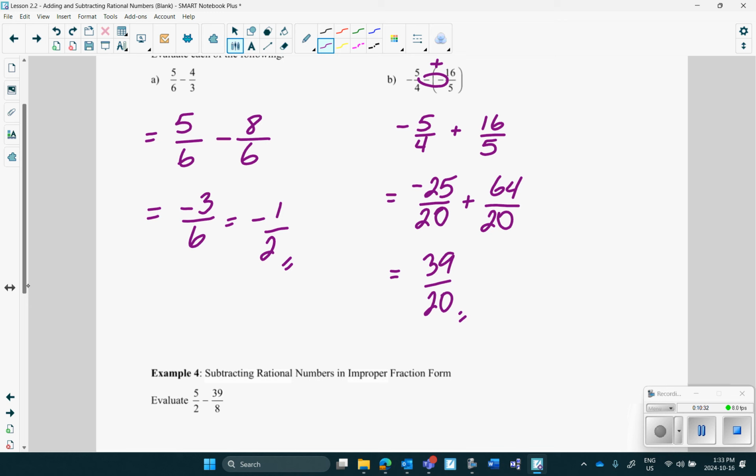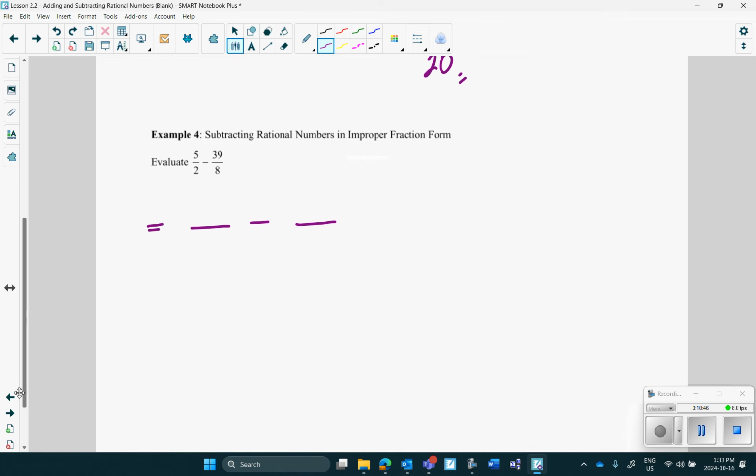This is going to be negative. Yes, so this is always going to be negative every step. It would be positive. Yes. Okay, this one we had to change both, or no, sorry, just one. 8 and 8, so we don't have to change the second one. 5 over 2 becomes what over 8? 20. And 20 subtract 39, negative 9.